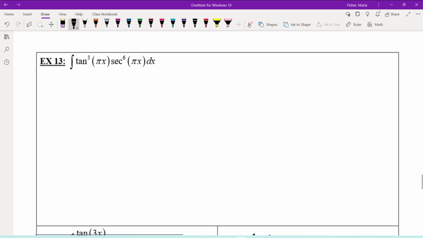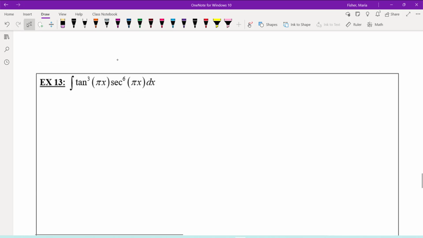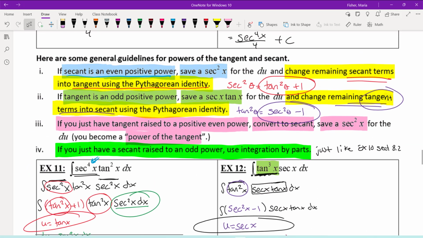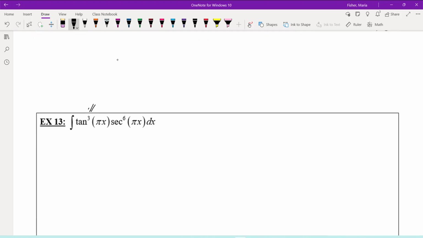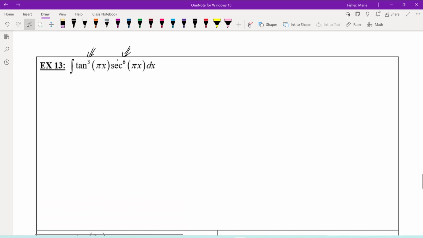What about number 13? Number 13 is tangent cubed of pi x secant to the sixth of pi x dx. Well, this actually meets both number 1 and number 2. Secant is even and positive, and tangent is odd and positive. So we can do it either the way we did for number 1 or the way we did for number 2. It doesn't really matter which way; we will get 2 different answers, but they're equivalent if we just do some work with Pythagorean identities.